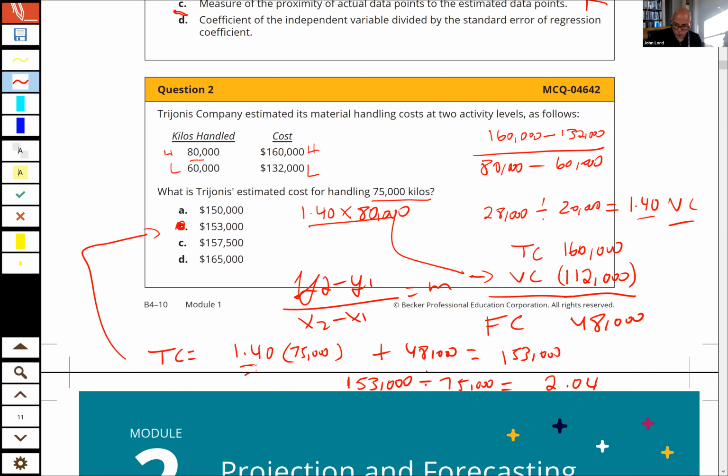Matthew, 1.4 is the variable cost, right? Not the predetermined overhead rate. And that's an easy mistake to make. You're right.